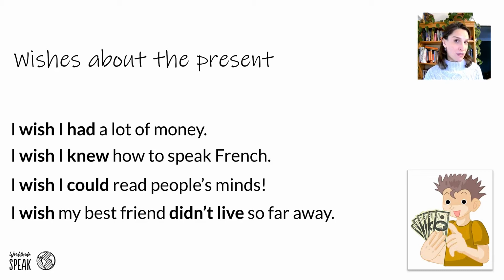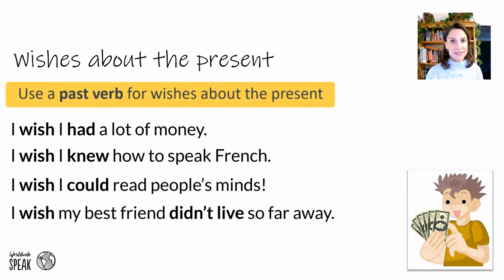So I told you I'm talking about the present, things that I wish could be true but are not true or actually impossible. And in all of these sentences about the present, I'm using the past after wish. Had, knew, could, didn't live. All of these are examples of the past. And that's the structure that I use after wish when I'm talking about the present. So this combination of wish plus past signals to the listener that you're making a wish about the present.